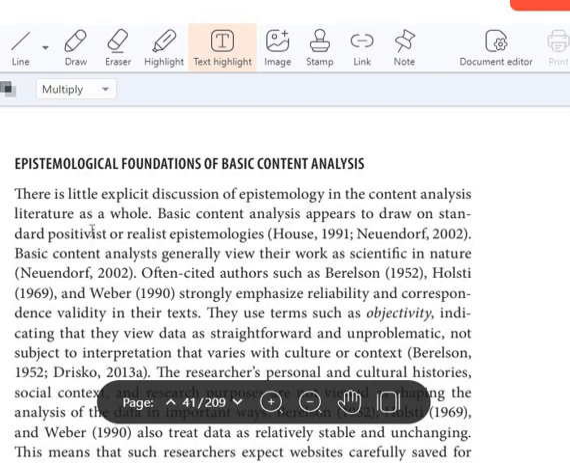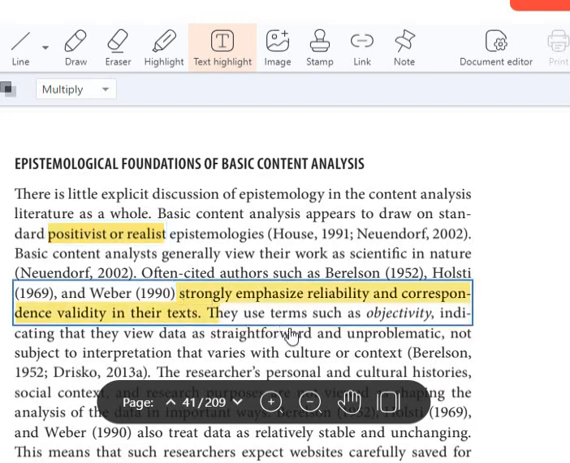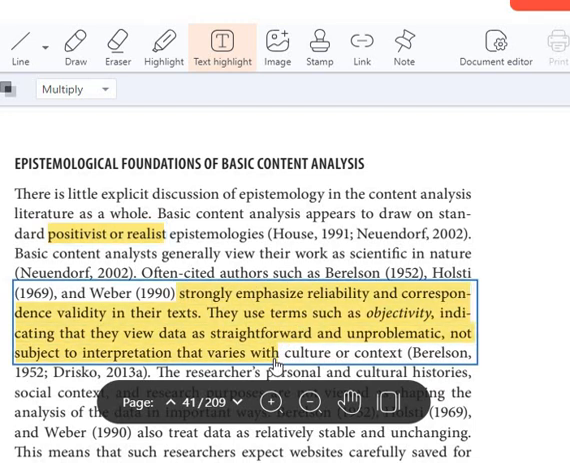I have previously said that, in the Word document, we said that we should focus on these two words, positivist or realist. Okay. Here, for example, we've got Weber and Burleson and Holsti, who strongly emphasize reliability and correspondence validity in their texts. They use terms like objectivity, and I have also referred to that before.